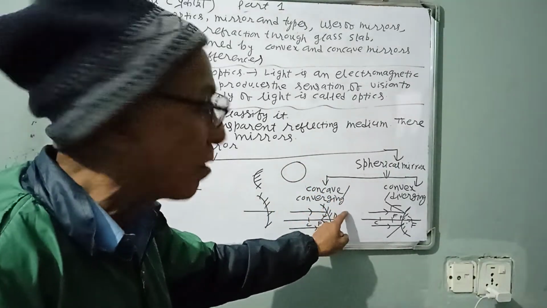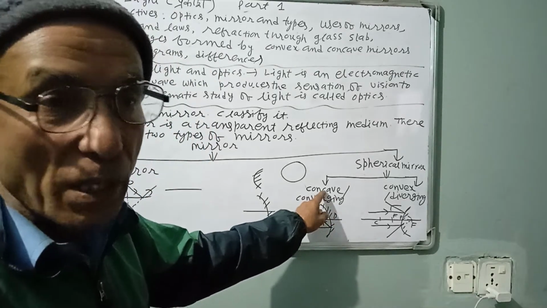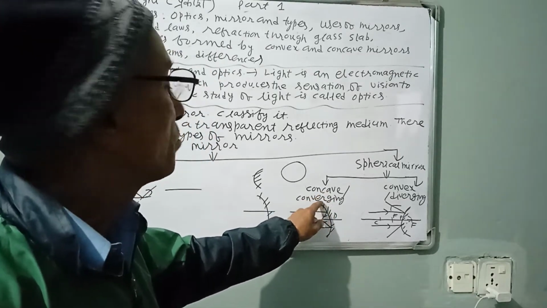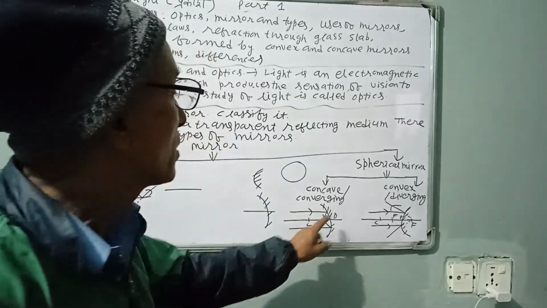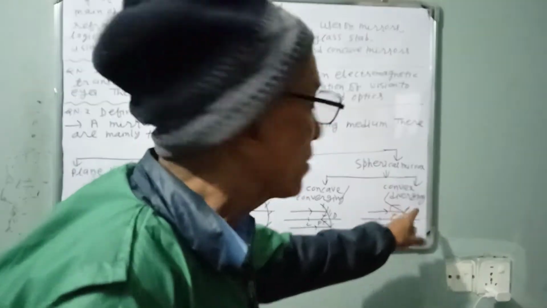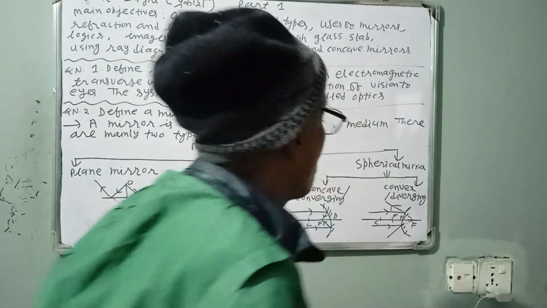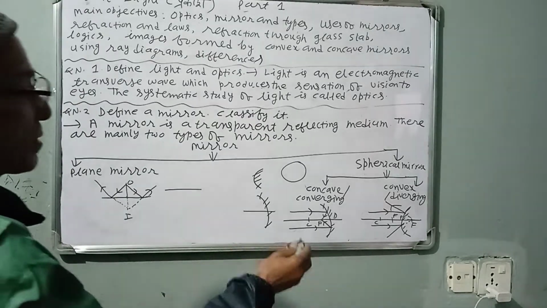Spherical mirror is also of two types. Concave mirror or converging mirror. A concave mirror is also called a converging mirror because it converges parallel rays of light to a focus. Convex mirror is also called a diverging mirror because it diverges the parallel rays of light, which I will write down in scientific reasons.